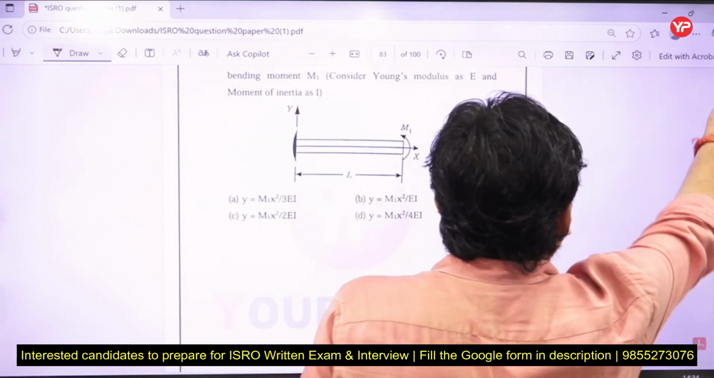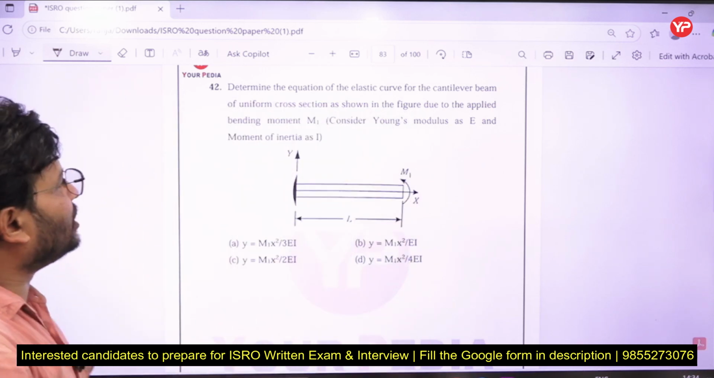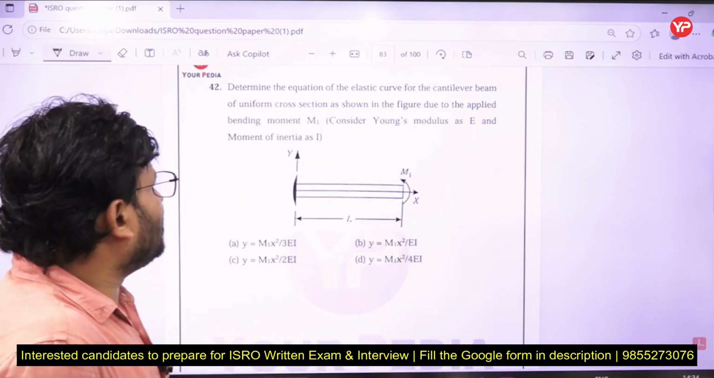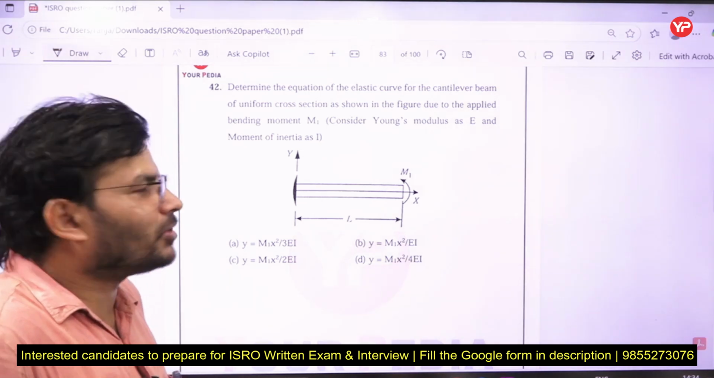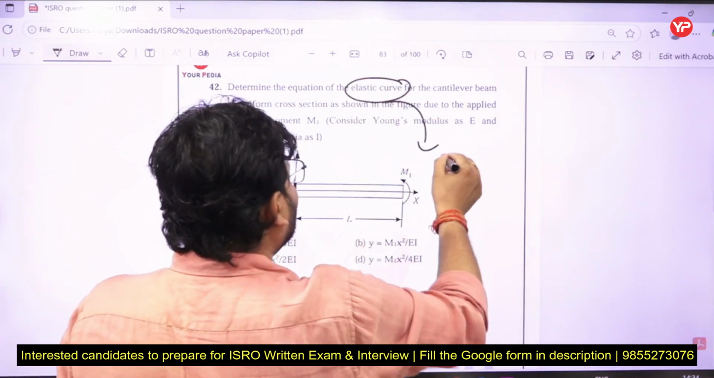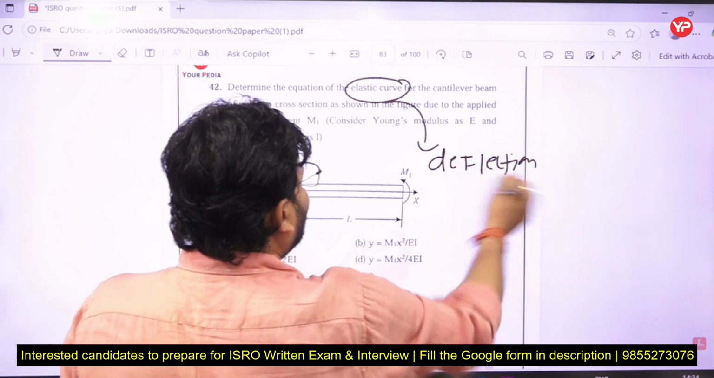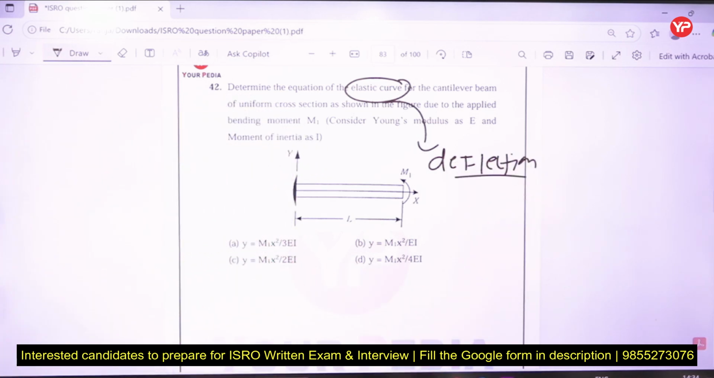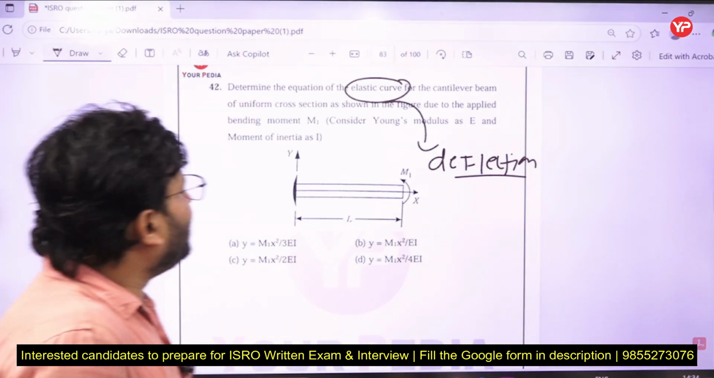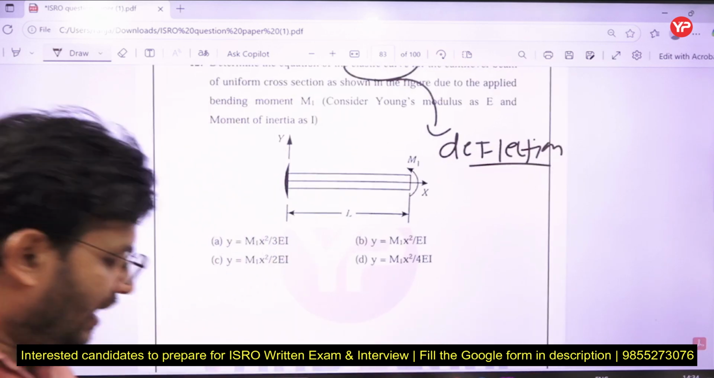That is the next question from bending. That question is from deflection, strength of materials. The question is: determine the equation of the elastic curve. Elastic curve means they talk about the deflection, my dear friends. So whenever you talk about the elastic curve, they are talking about the deflection of the cantilever beam of uniform cross section shown in the figure, due to applied bending moment M1. Consider Young's modulus E and moment of inertia I.